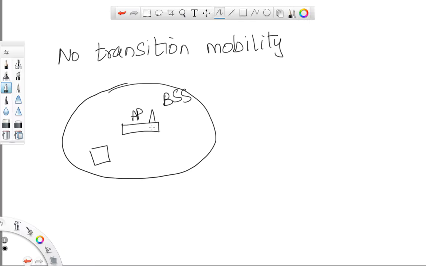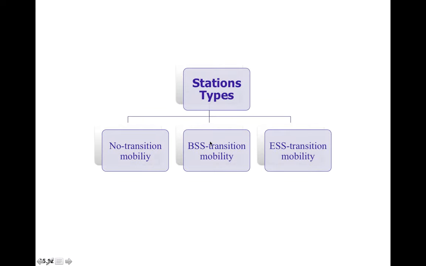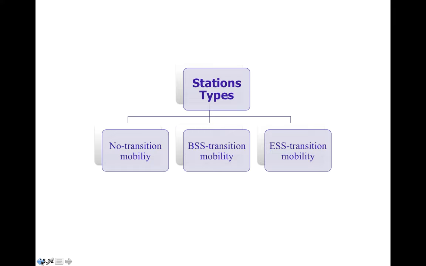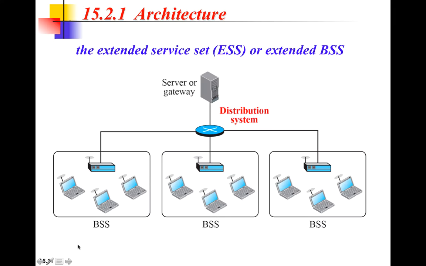And then we said the next is BSS transition mobility. In BSS transition mobility, it means you could have a device moving from one BSS to another BSS. You could have a device moving from one BSS to another BSS. This is BSS transition mobility.